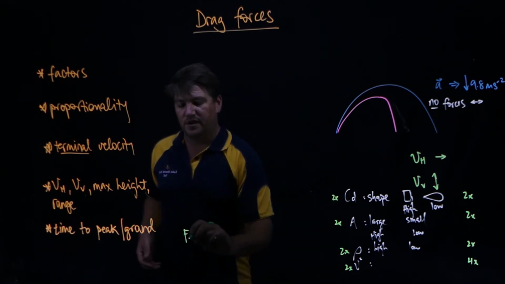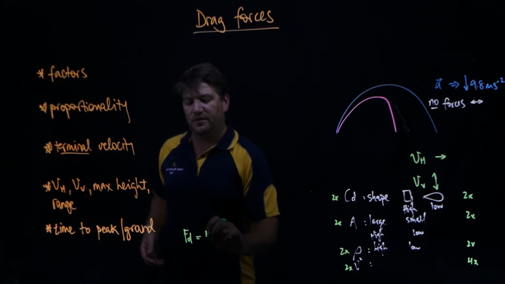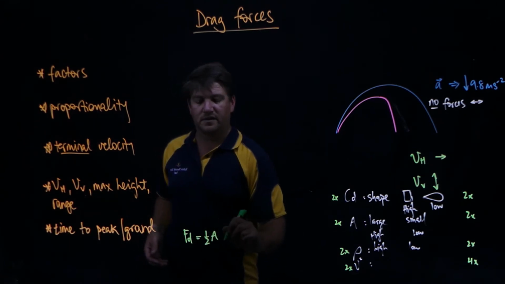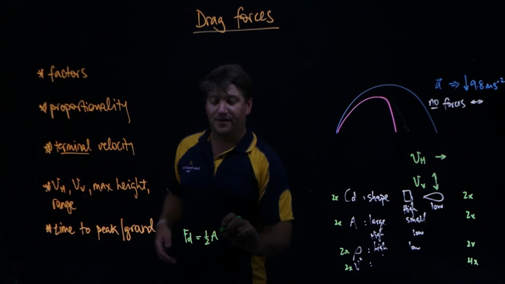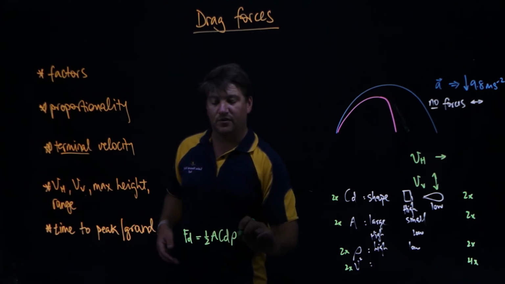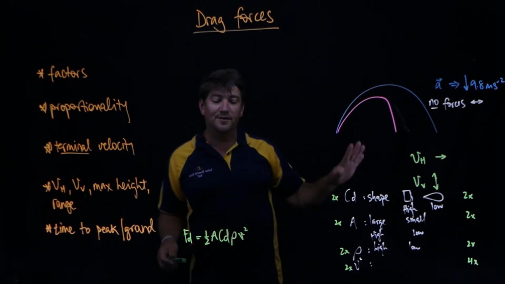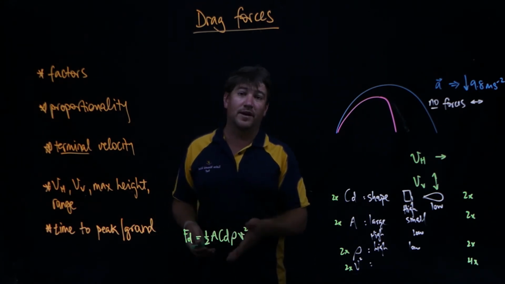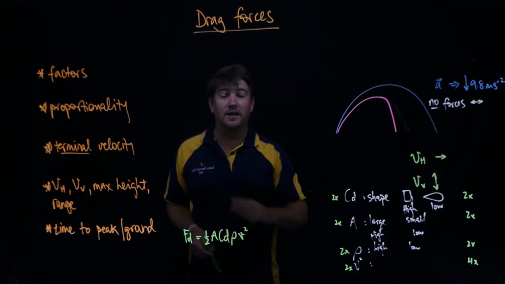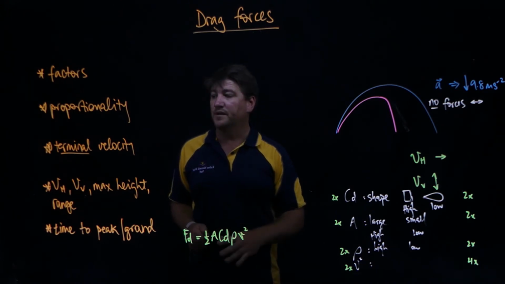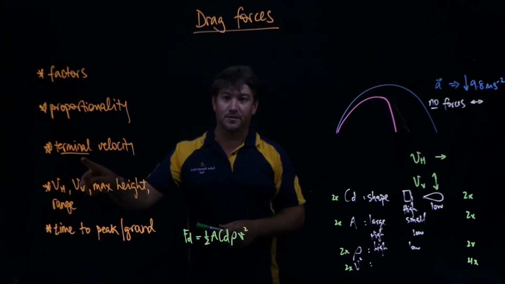So now we can have the force of drag is equal to half A C_d rho v squared. I should have put these in order. Okay, so any object that you can think of experiences a drag force based on these properties. Nothing to do with its mass. I'm going to get to that in a sec when we talk about terminal velocity.